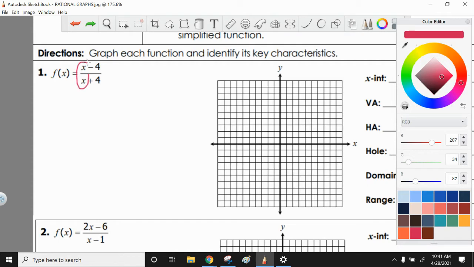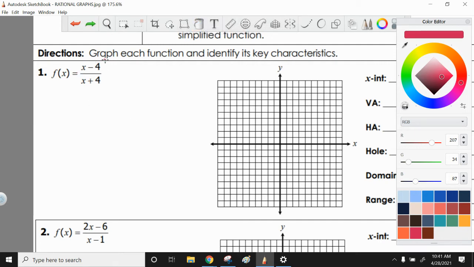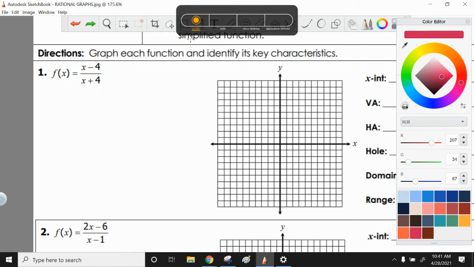Even though they both have x's, even though they both have 4s, these are two different things. We cannot cross them out, okay? And so this is it. This is as simple as it gets. It's time for us to graph it and see how it looks.